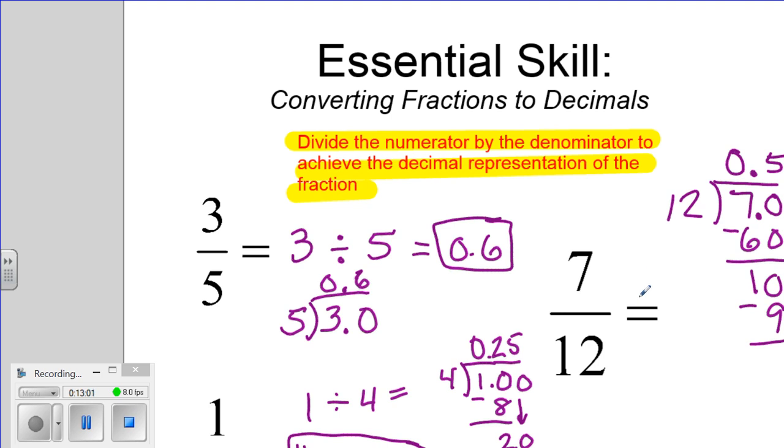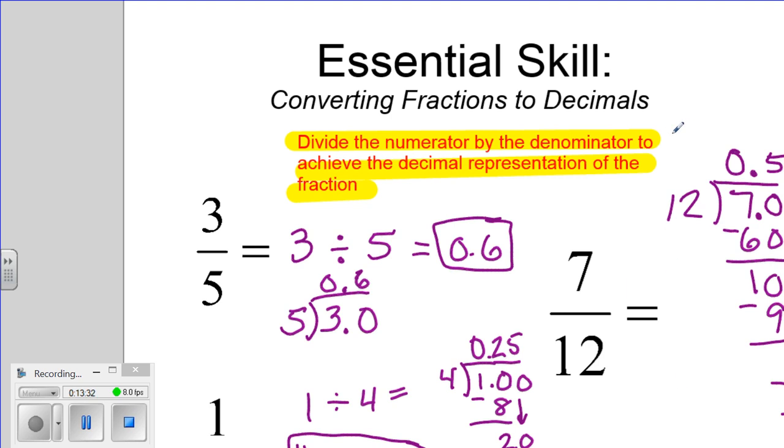Okay, and then we are going to bring down our remainder of 4. How many times does 12 go into 40? It goes in 3 times. And maybe you could kind of see where this is going. My answer is looking like 0.583. How many times does 12 go into 40? It goes in another 3 times. Let's bring down that 0 again. How many times does 12 go into 40 again?